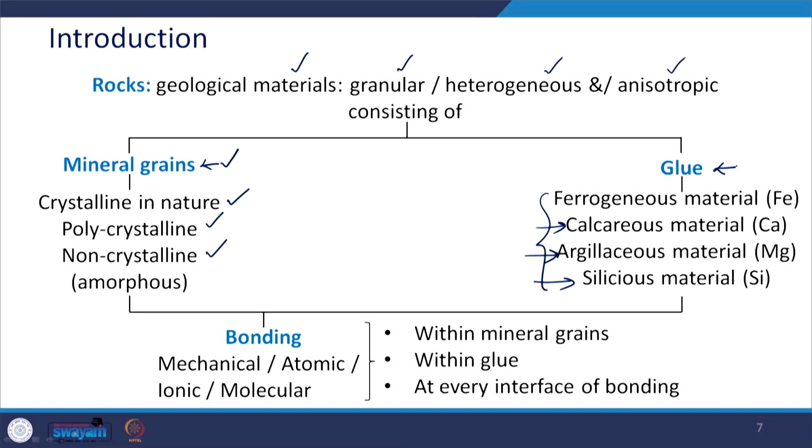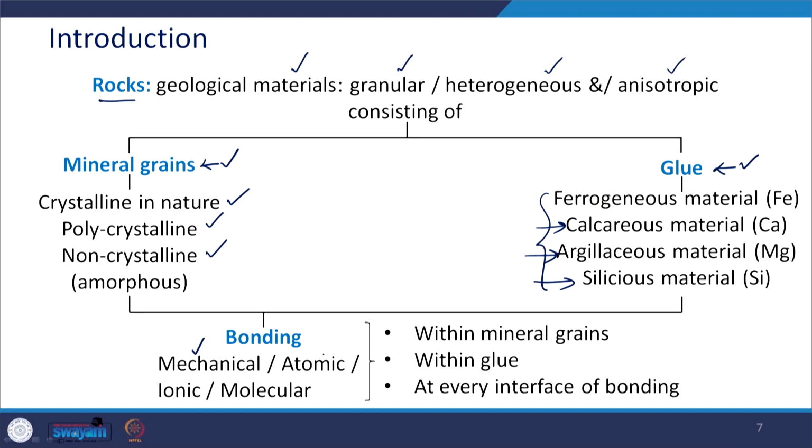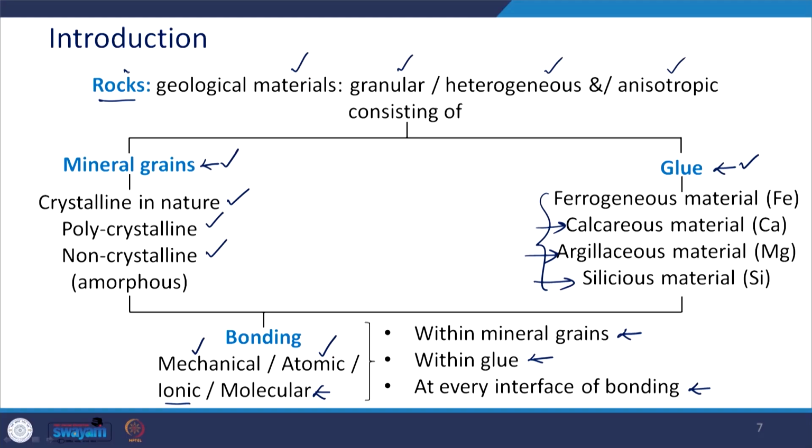Now, what happens when there is a bonding between mineral grain and glue material? Then we get the material rock. Now, which type of bonding should be there? It can be mechanical bonding or atomic bonding, ionic or molecular bonding. These bondings should be within mineral grains, within glue, and at every interface of bonding. So with the bonding of mineral grains and glue type material, the resulting material is rock.